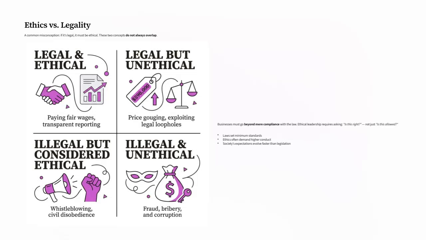This slide draws an important distinction between what is legal and what is ethical. A common misconception is that if an action is permitted by law, it must also be right. But laws generally establish only minimum standards. Ethical leadership asks a broader question. Is this right? That means considering fairness, responsibility, and the impact on others, even when no regulation requires it. This distinction matters because society's expectations can evolve faster than legislation. So responsible businesses must go beyond mere compliance and aim for higher standards of conduct.